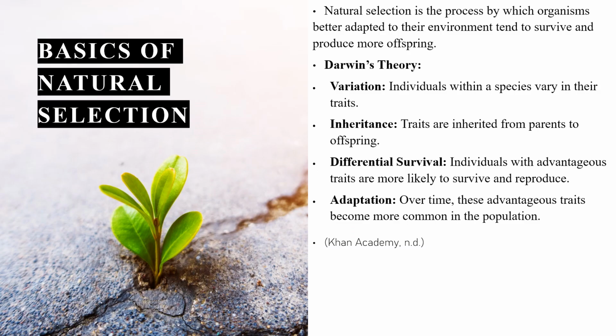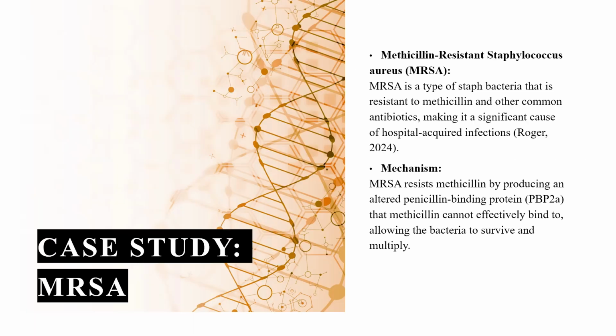Natural selection is the process by which organisms that are better adapted to their environment tend to survive and reproduce more offspring. Methicillin-resistant Staphylococcus aureus, or MRSA for short, is a type of staph bacteria that is resistant to methicillin and other common antibiotics, which makes it a significant cause of hospital-acquired infections.